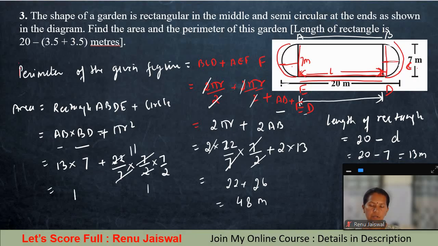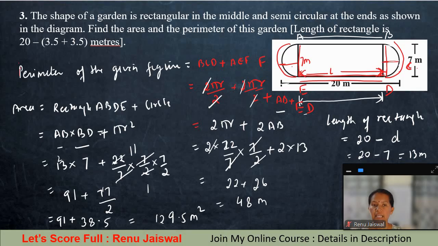Here 7 3s are 21, carry 2, 7 and 2 is 9, 1. And here 11 7s are 77, and divided by 2. What you can do is convert that into decimal. So 77 divided by 2: 2 3s are 6, 2 8s are 16, and 0.5. That is 38.5. Add that, so it is 91 and 38.5, which is 129.5 meter square. This is the area of the given figure.